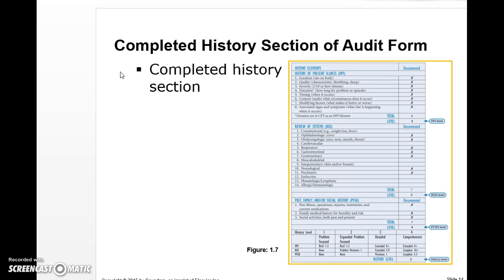So a completed history section on the audit form might look like this. Here are the 8 elements for the history of the present illness. Review of systems, there are a few, 7 of them actually checked off right over here. And then past family and social history, there were 3 checked off there. So we would come up with a level 3 history. Okay, so to assign a history level, all 3 elements, the history of the present illness, the review of systems, and the past family and social history, must be at the same level or higher.